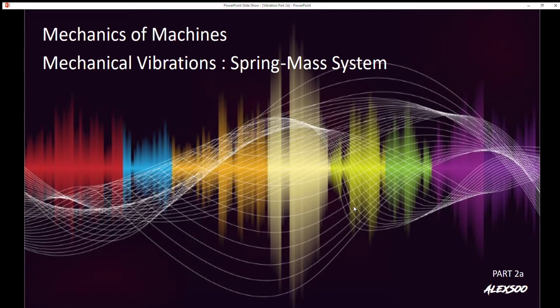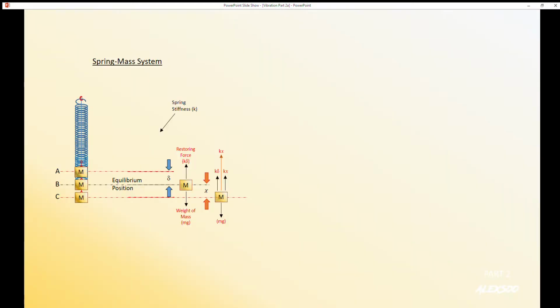Okay, now here, spring mass system. So we have a spring here. This is a closed coil helical spring, a closed coil helical spring with a mass attached to its end.